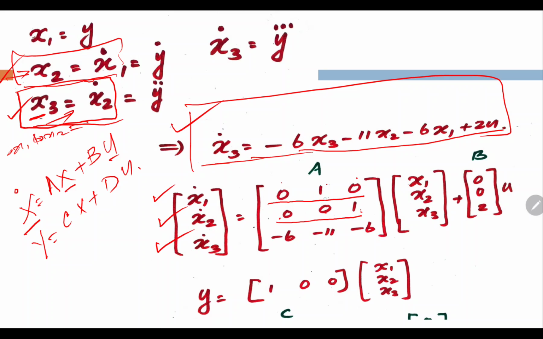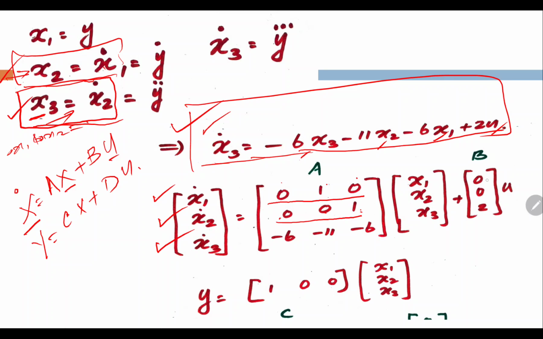The third equation is given here, x3 dot. Here we have all the state variables, that is x1 is there, x2 is there, x3 is there, and in addition to that u is also there. In the prior equations, x1 dot is equal to x2 only, and there is no u.